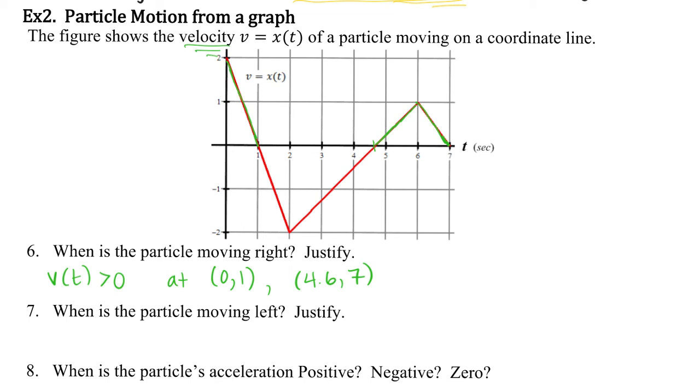Now let's consider the next thing. When is the particle moving left? If the particle is moving, that's velocity. If it's moving left, I want to see when the velocity is less than 0. Not here. This is all positive velocity. This is 0. The velocity becomes negative right here. So from t equals 1 to t equals 4.6, the velocity is negative. Then it's positive, and then back to 0. So it's only moving left from t equals 1 to t equals 4.6.